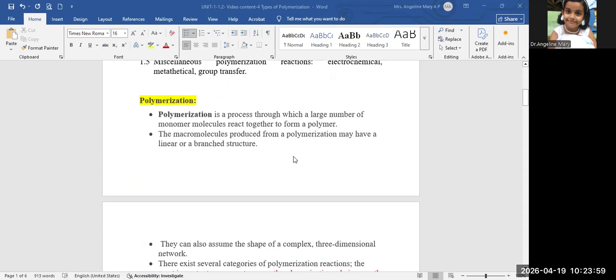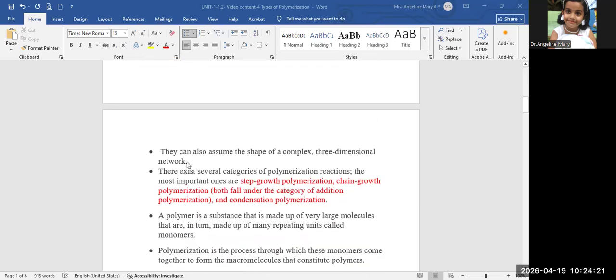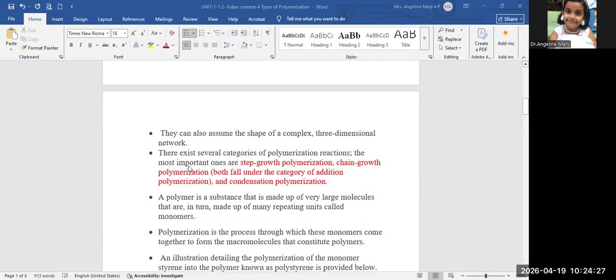What is the meaning of polymerization? Polymerization is a process through which a large number of monomer molecules react together to form a polymer. The macromolecules produced from a polymerization may have a linear or branched structure. It can also assume the shape of a complex three-dimensional network.